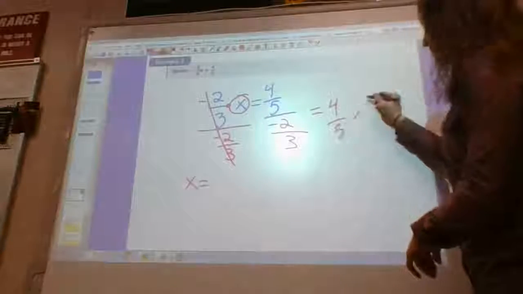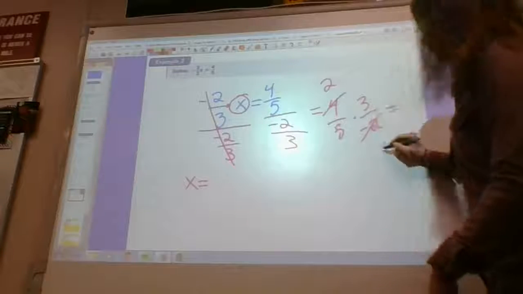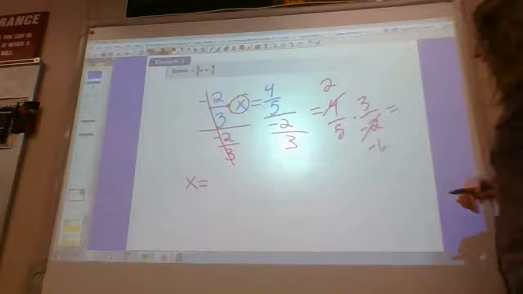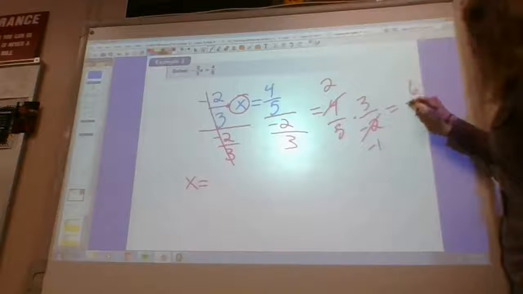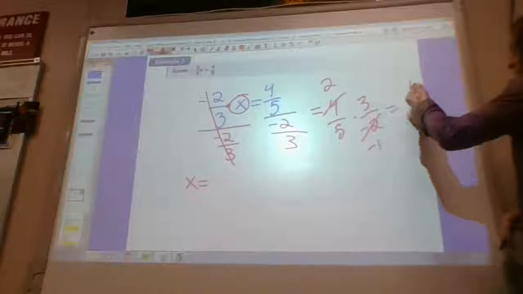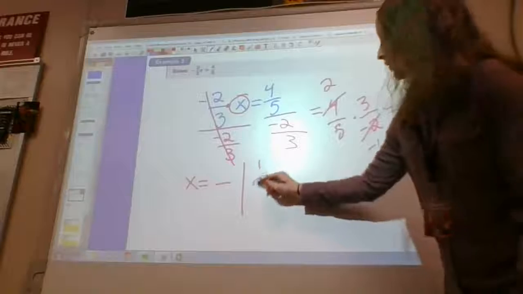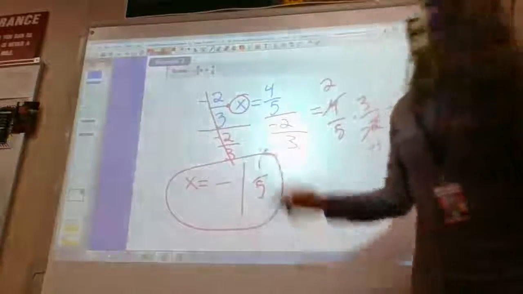So we go 4/5 times 3 over negative 2. 2 goes into 4 twice. Just make sure you put a negative 1 down here. 2 times 3 is 6. 5 times negative 1 is negative 5. And then hopefully you know a positive divided by a negative is going to be a negative answer, negative 1 1/5.